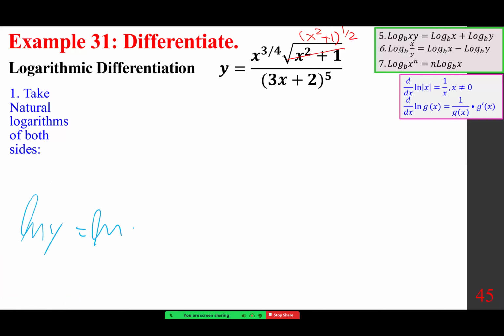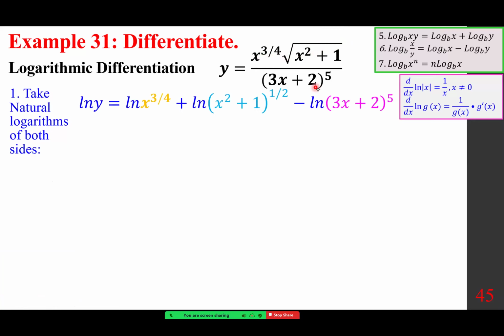I have ln of x to the power of 3/4 plus... well, I have it there for you, so I don't have to write that. So let me just erase this. So ln of x to the power of 3/4, ln of this minus ln of that. So that's the first step.